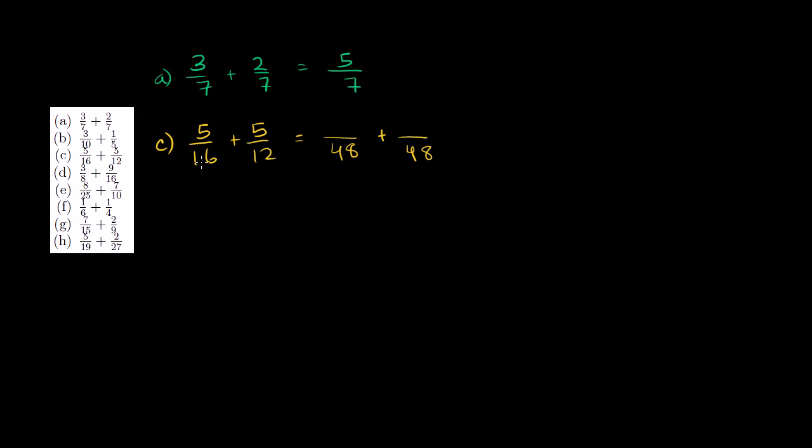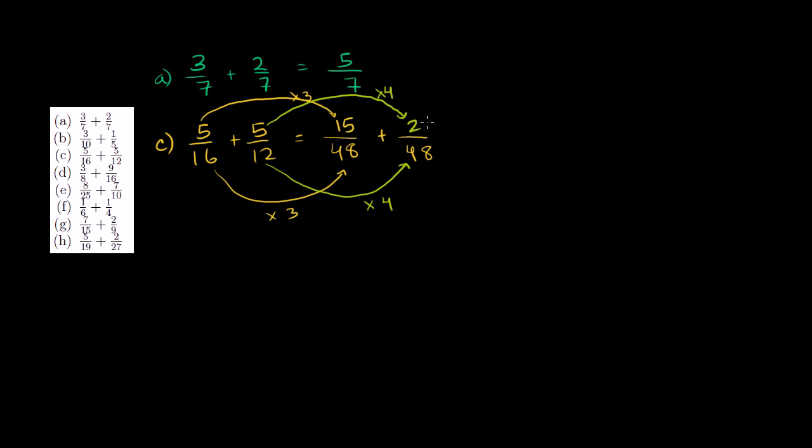48. So we had to multiply 16 times 3 to get to 48. So we're going to have to multiply this 5 times 3. Right? We're just multiplying the numerator and the denominator by the same number, so we're not really changing it. So 5 times 3 is 15. And then to get from this 12 to this 48, we had to multiply times 4. So to get this numerator over here, we have to multiply times 4. 5 times 4 is 20.